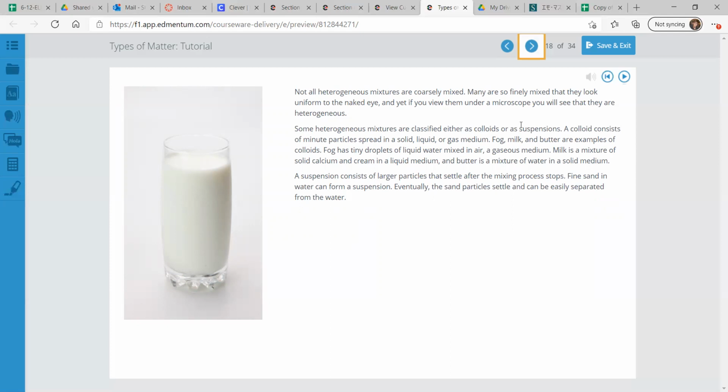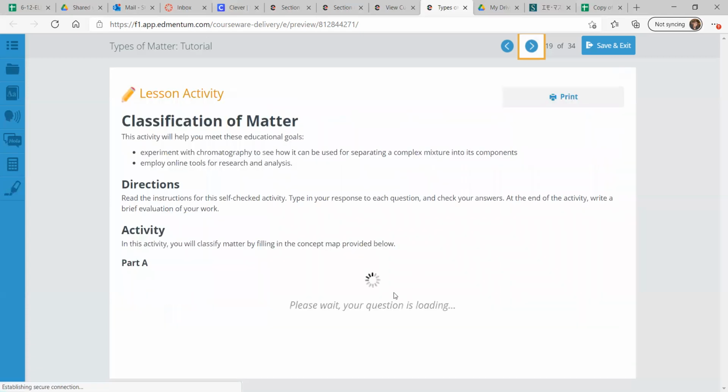A suspension consists of larger particles that settle after the mixing process stops. If you mix fine sand and water, you stir it up, it'll look cloudy for a bit, but after a while, the sand settles to the bottom and you can tell the liquid water from the solid sand. So colloids are like milk. It always looks kind of cloudy. Suspensions will have larger particles settling at the bottom.